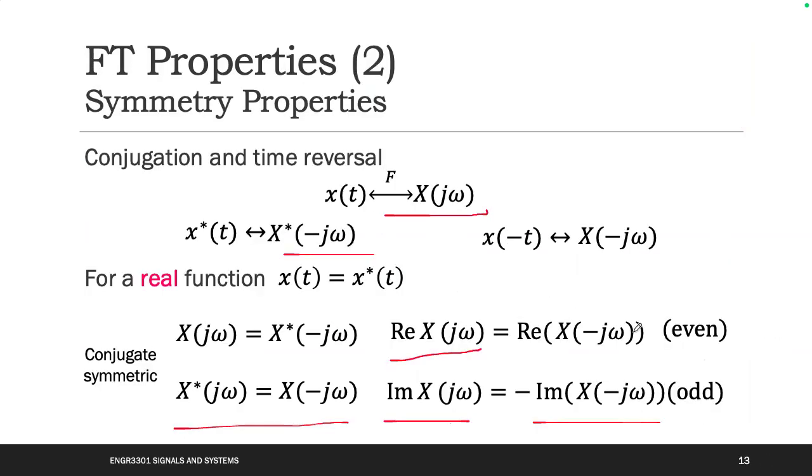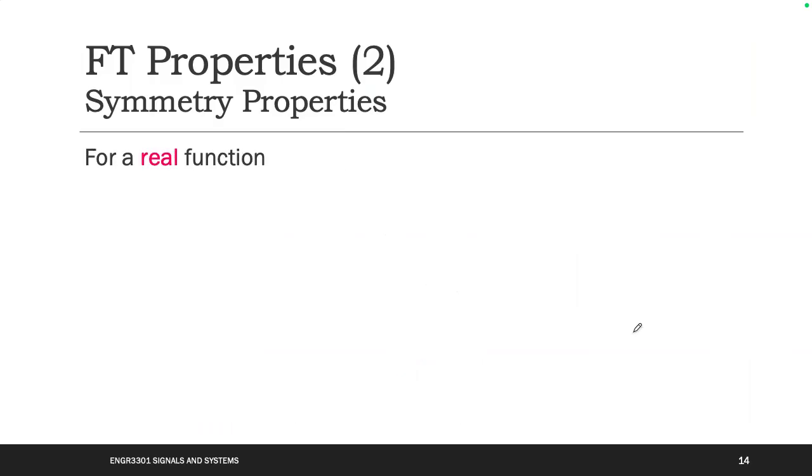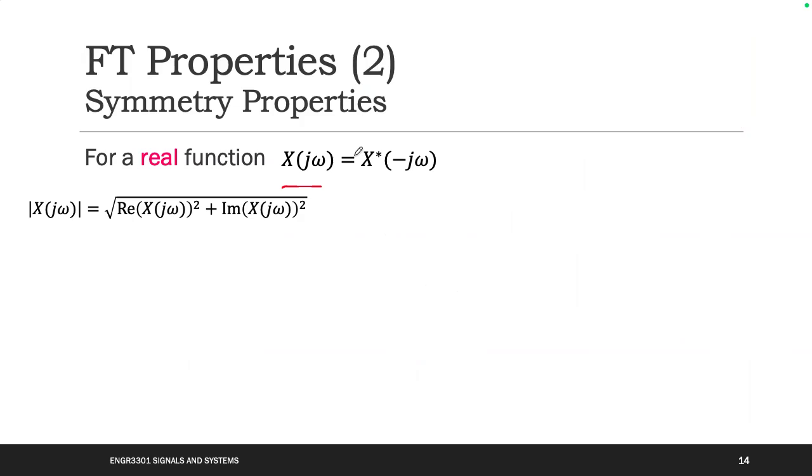Okay, then let's talk about real functions. We know this equation. For a real function, the FT should equal X conjugate of negative f like that, am I right? And for this one, the magnitude can be calculated with this equation, am I right?